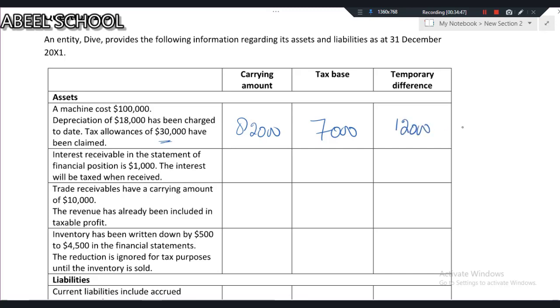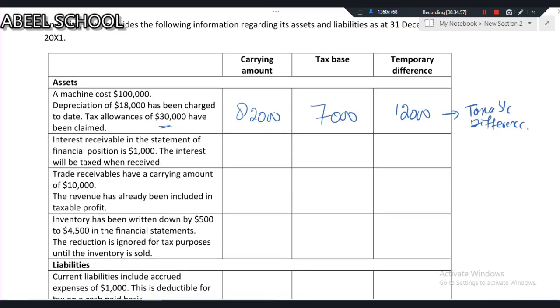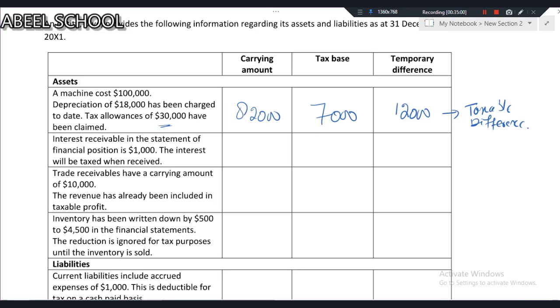Logically, this 12,000 is a taxable difference. Because obviously the machine is an asset, carrying amount is more than the tax base. According to our relationship, it is 70,000. So the carrying amount is 82, tax base is 70. So the difference is 12,000 and that difference is a taxable difference. You can see the relationship which I just discussed.